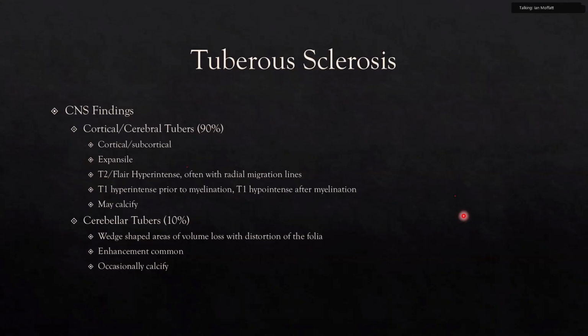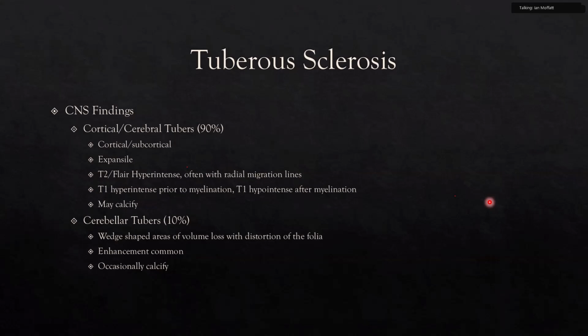The cortical tubers, when supratentorial, are typically cortical and subcortical in location, expansile, T2 and FLAIR hyperintense, often with radial migration lines towards the ventricles. They're T1 hyperintense prior to myelination and hypointense after myelination. They may calcify, and some of them demonstrate some very faint enhancement as well.